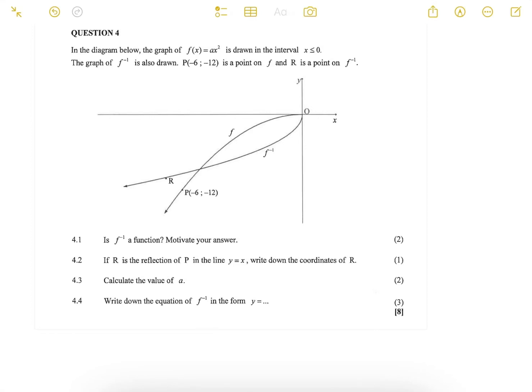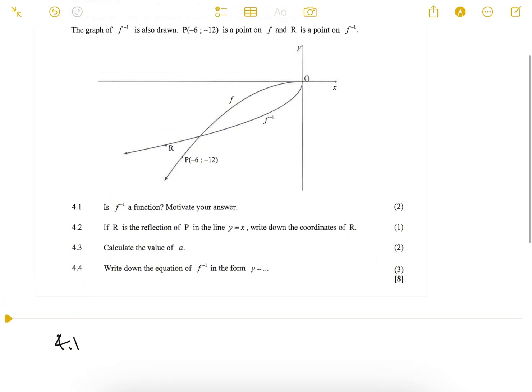We are continuing with functions. Specifically here we are doing a question on inverse functions. So here we're given question 4, and in the diagram below, the graph of f of x equals a x squared is drawn in the interval x less than or equal to 0, so the negative x-axis. And then the graph of f inverse is also drawn, which is basically the inverse graph. We are given point P, and also point R.